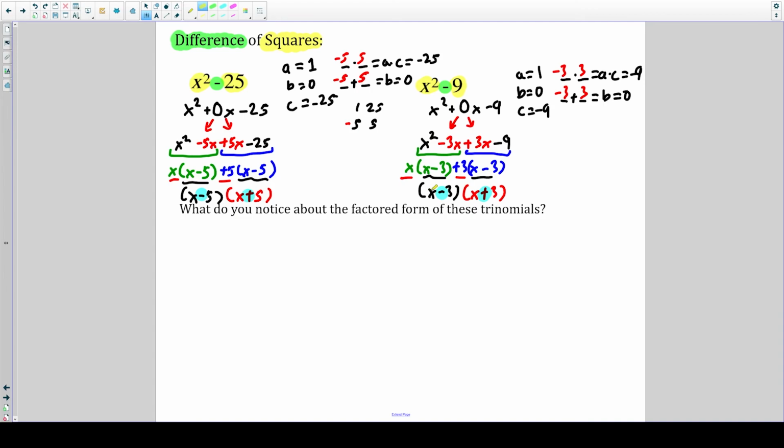If you said that the first term here, the x, is the same thing as your first term squared, and the negative 3, if you were to square this term, it would give you your other perfect square here, then you're absolutely right. We've been able to pick out the characteristics that help us determine if something is a difference of squares and whether or not we can factor it fairly quickly.